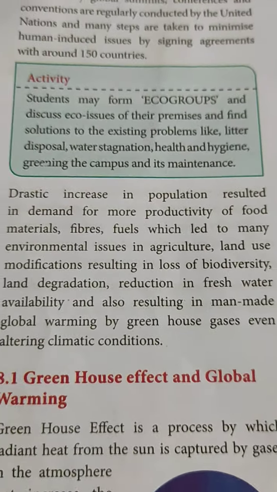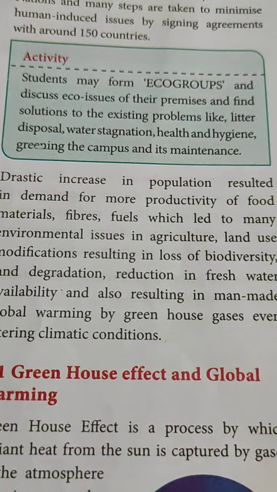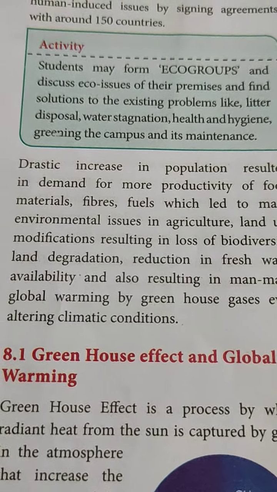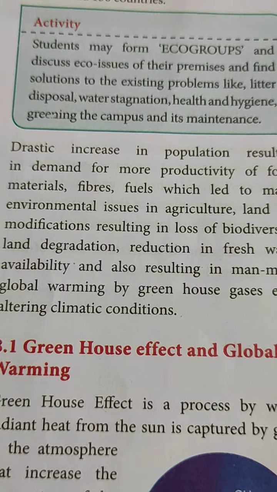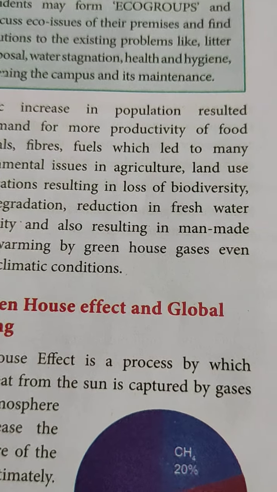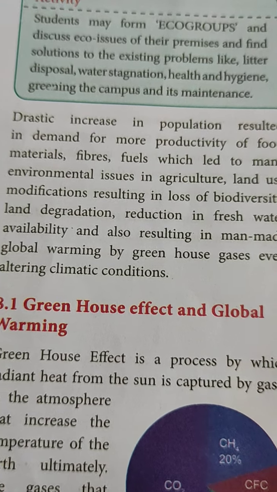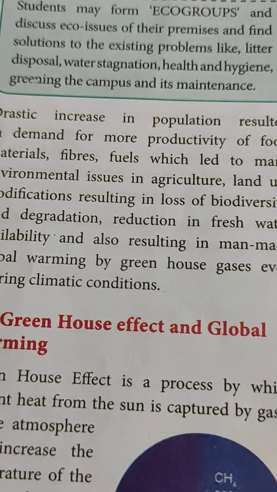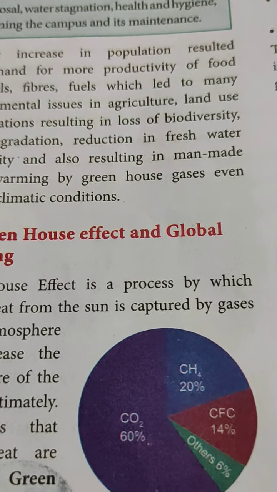Drastic increase in population resulted in demand for more productivity of food materials, fibers, fuels, which lead to many environmental issues in agriculture, land use modifications resulting in loss of biodiversity, land degradation, reduction in freshwater availability, and also resulting in man-made global warming by greenhouse gases, even altering the climatic conditions. Now, one by one, all these problems, whatever is possible in this chapter, we are going to discuss.